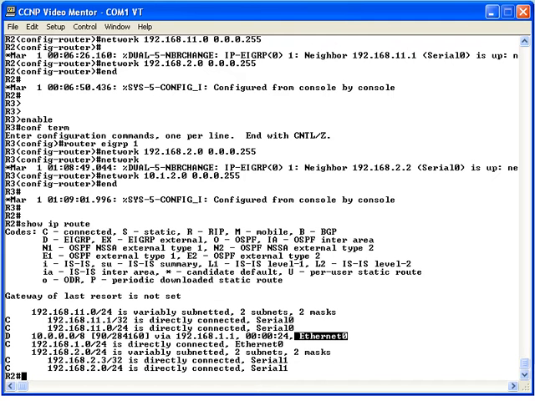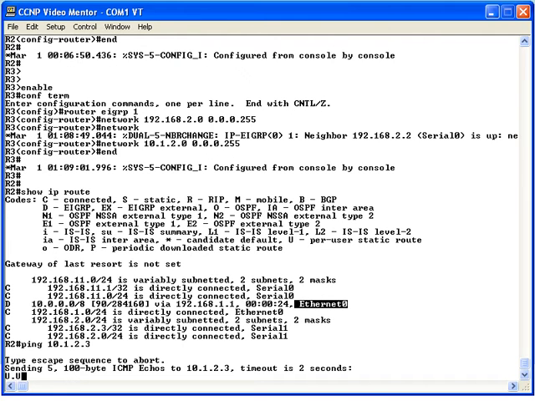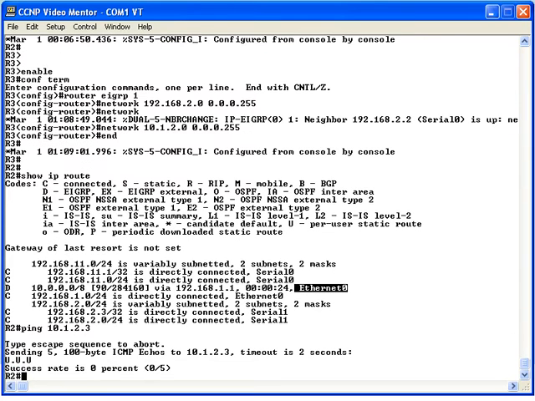Let's try something. Let's do a ping just to verify that we cannot reach that 10.0 network off of router R3. We tried to ping 10.1.2.3, no success. The network is unreachable. Let's investigate why that is. Why would that network be unreachable? Let's go back and see our topology, and I think we can see what's happening here.